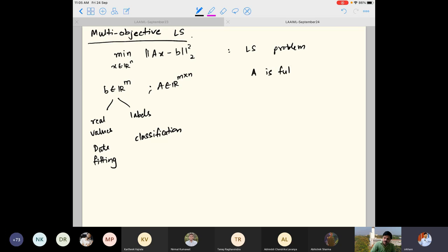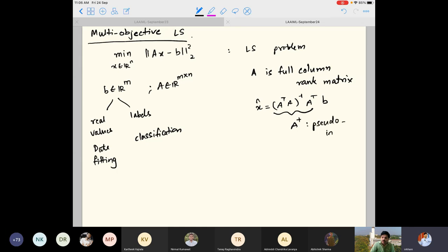So basically this was the least squares problem that we saw, and we had seen that when A is a full column rank matrix, then the solution x will be given as (A transpose A) inverse A transpose b, right? And this particular matrix is called the pseudo inverse. So this is what we have already seen.